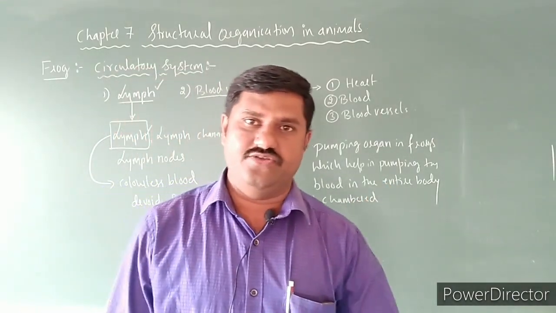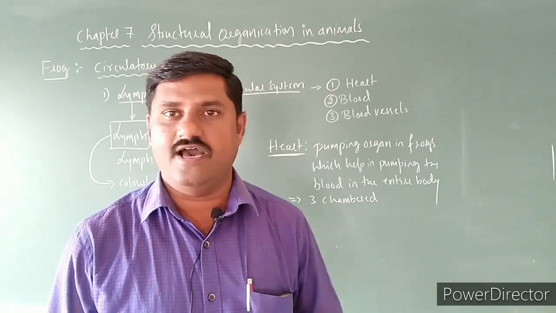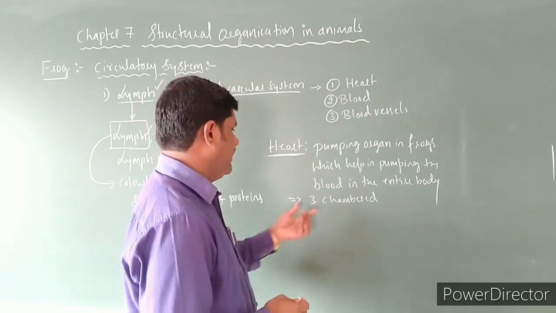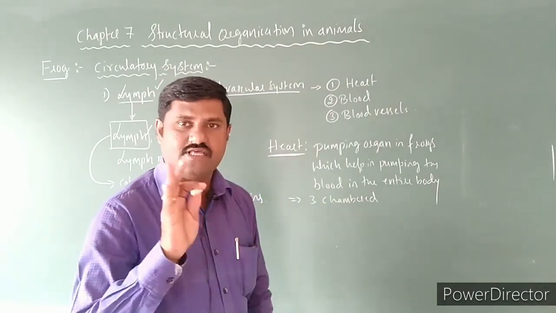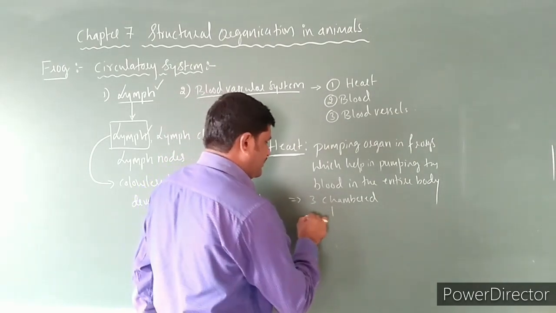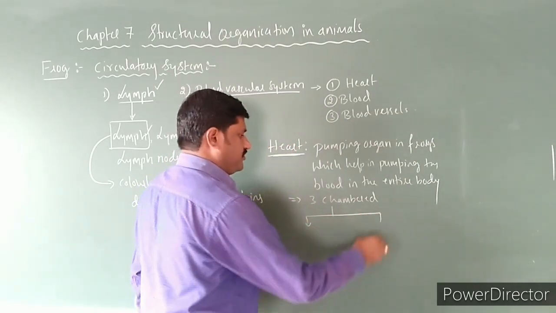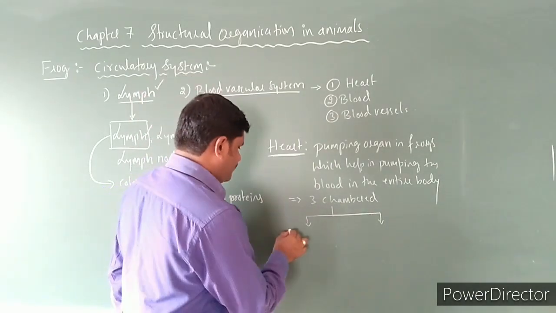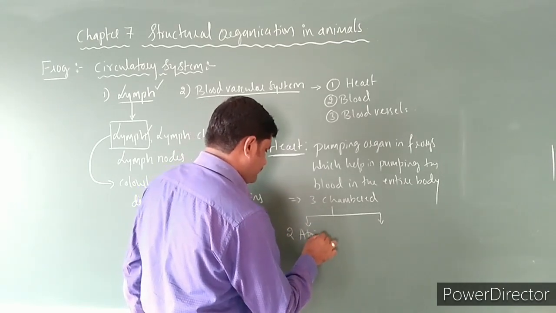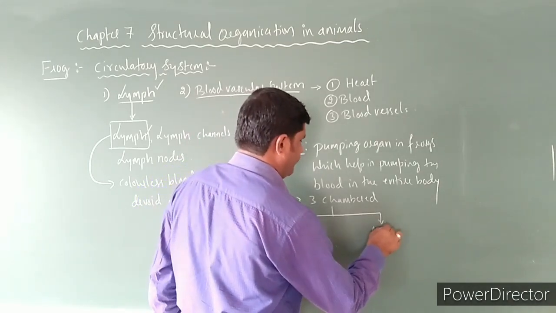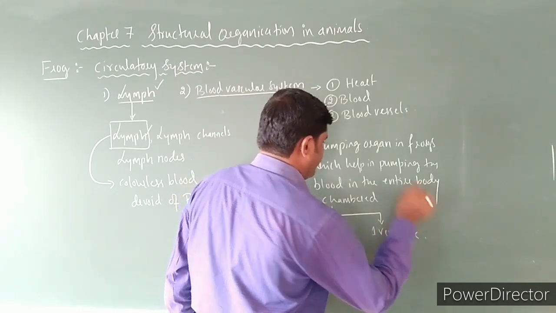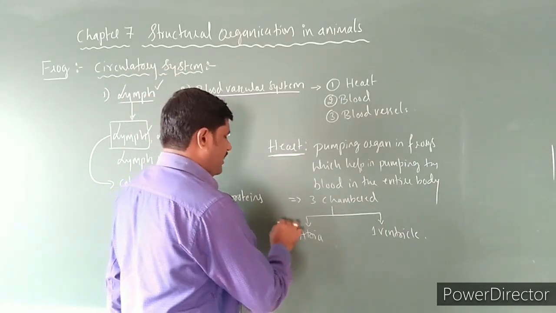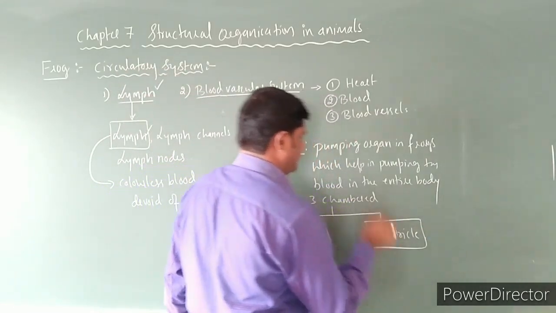In the animal kingdom, you have studied how many chambers of the heart there are. In case of amphibians, it is a three-chambered heart, so there are three chambers. In that, you come across two types of chambers: one is atrium and the second is ventricle. So two atria are present over here, and one ventricle is present in this animal. Two atria as well as one ventricle.